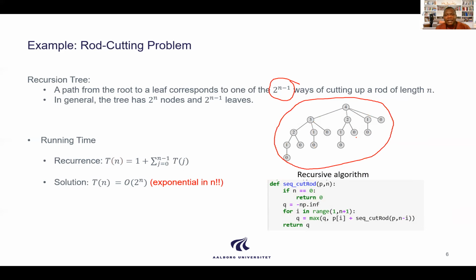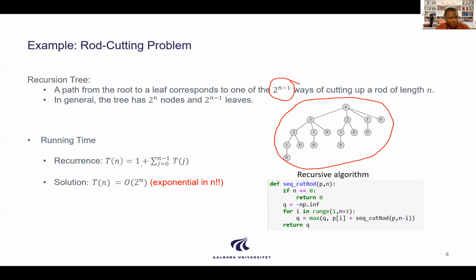So what is the running time of a recursive algorithm to solve the rod cutting problem? At every node, starting from the root, we have a constant operation, the summation, before you start splitting into smaller problems. Then we take the summation from j equals 0 up until N minus 1 of T(j), where T(j) is the time it takes to operate on each node.